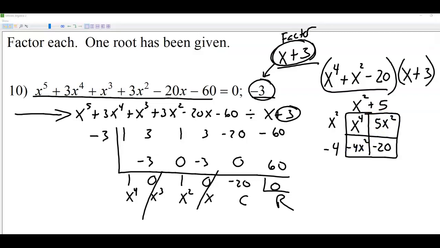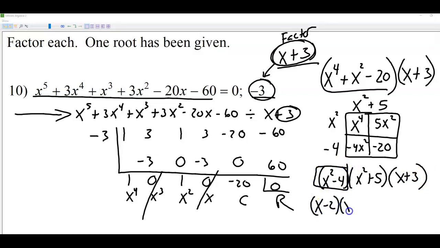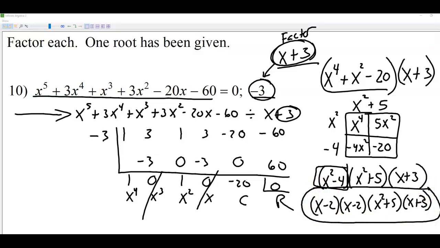So now I've got x squared minus 4, x squared plus 5, and x plus 3. Finally, this guy here, we could do a difference of squares on it. That's supposed to be a 3 there. All right. And all done factoring. So step 1, synthetic division. Step 2, factor like normal.